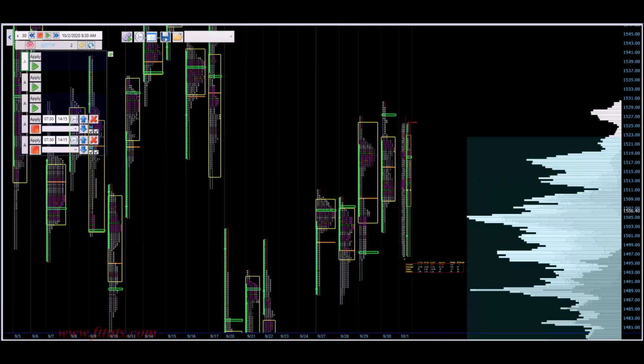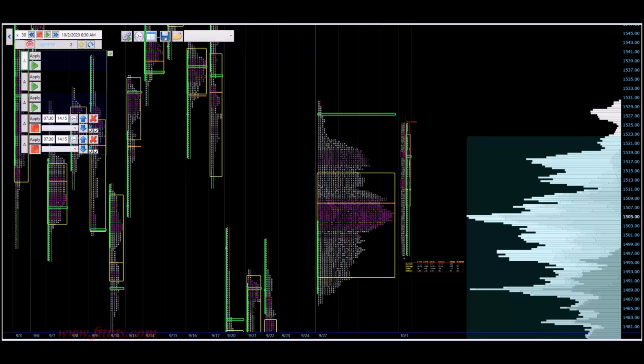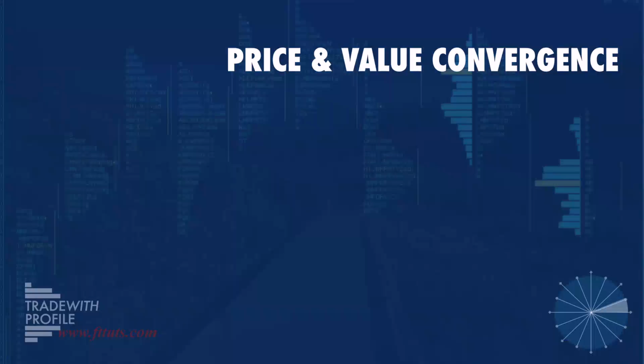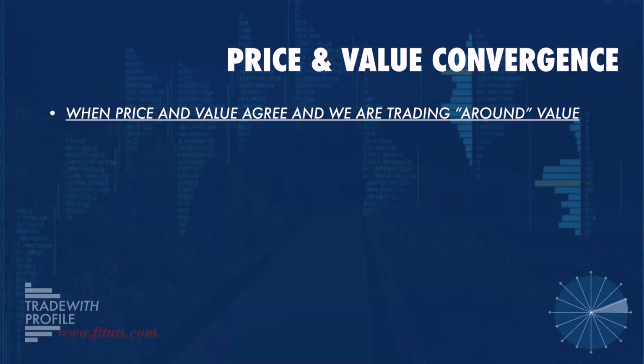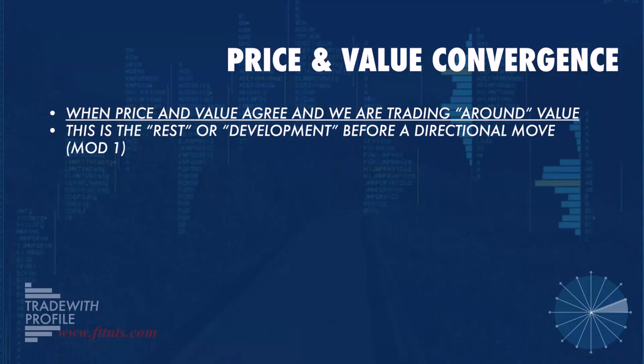Okay, so back to this example. Here I have several sessions of the Russell, and if I merge the prior 4 sessions, I can see a significant reference of value to the auction. It's also shown here on this volume point of control. And then I have this session. Here I have an attempted move away from value. It's starting at value. So the price and value convergence opportunity is that when price and value agree, we are trading around value. This is the rest or development before a directional move.